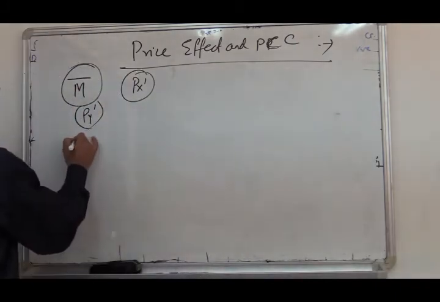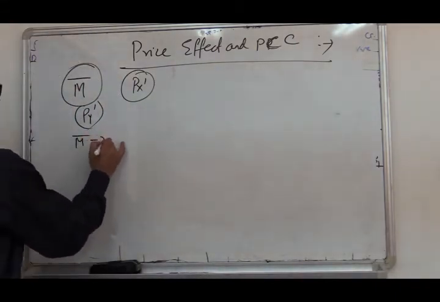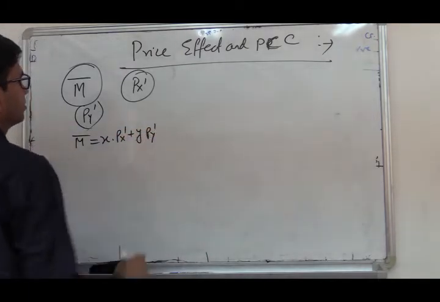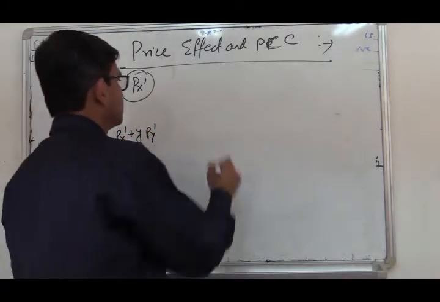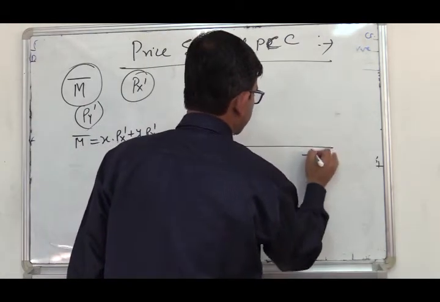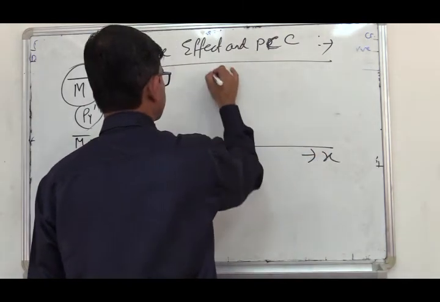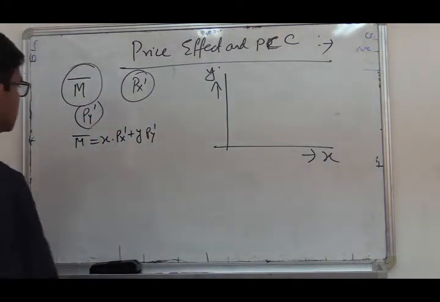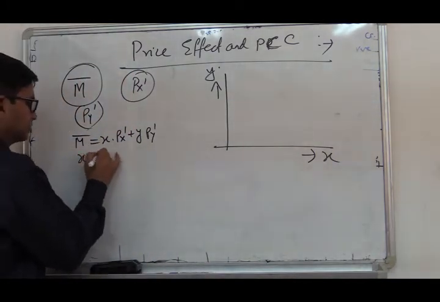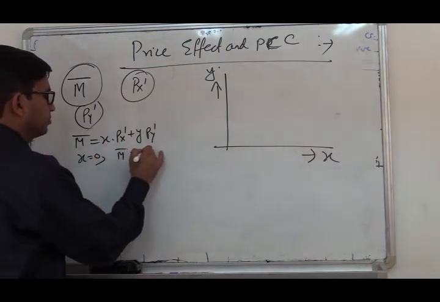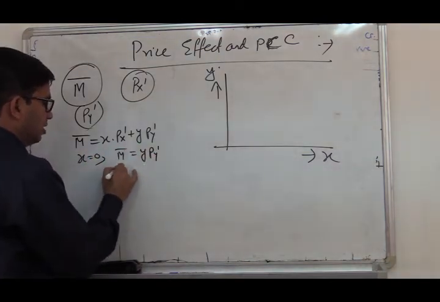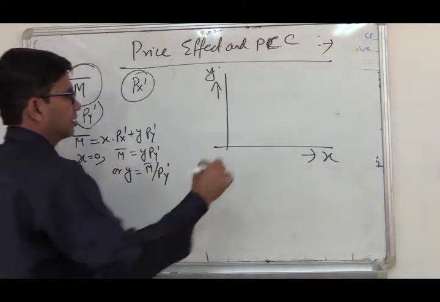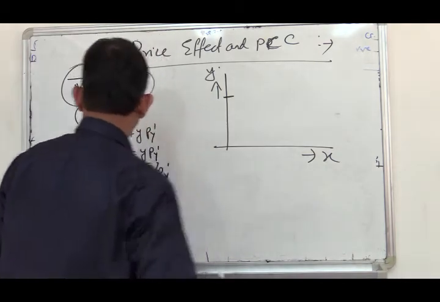So from here we get the budget line: M bar equals X into Px1 plus Y into Py1. In the horizontal axis we are measuring X, in the vertical axis we are measuring Y. If X equals 0, then M bar equals Y into Py1, or Y equals M bar by Py1. This is the vertical intercept.